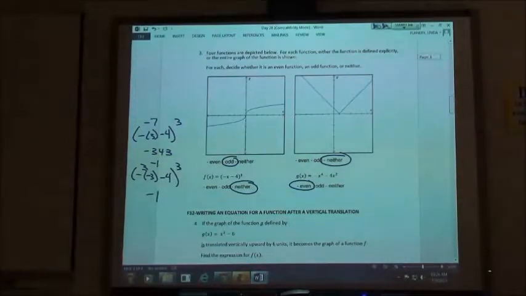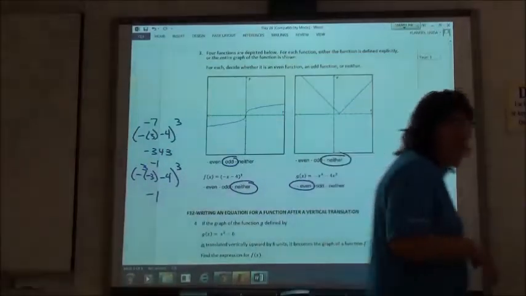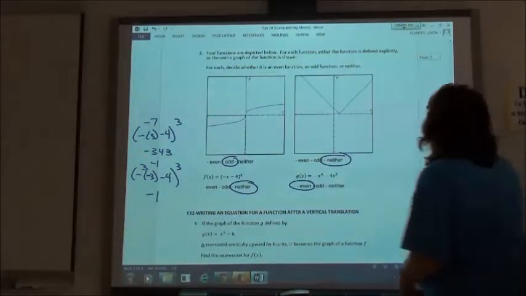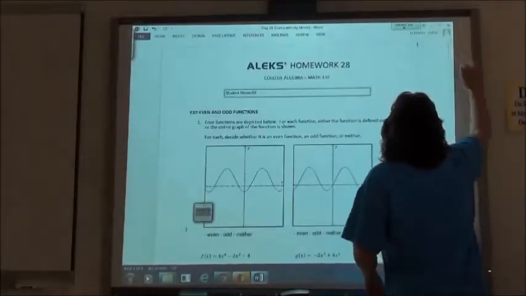I got to think of which North Dakota school it was. The one in Fargo. On their placement test for math, they ask questions about odd and even functions. So if you plan to go there, make sure you know about odd and even functions.